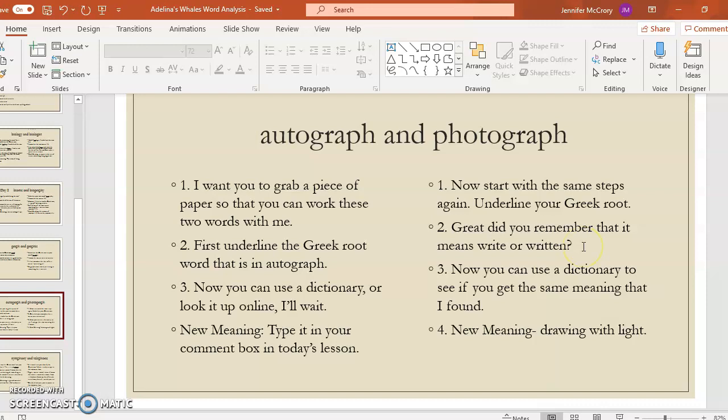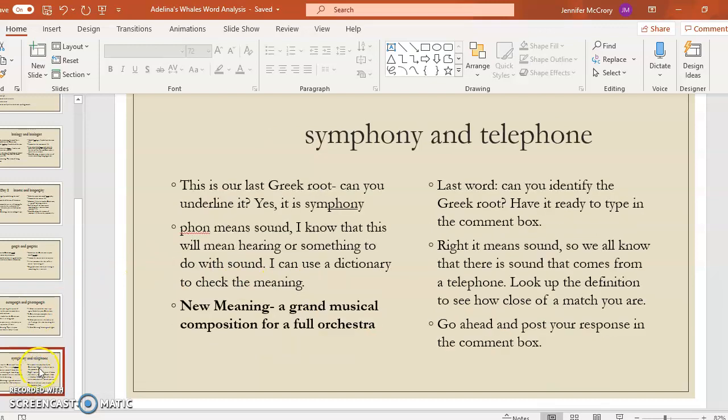Now, I want you to go ahead, use your dictionary, look it up online if you have to. I want to see if you get the same thing that I did. What did you find? I honestly had to search just a little bit, guys. I had to look a little bit deeper to find something that fits with write or written, to tell me that it means a drawing with light. Did you come close? I thought you did. Good job.